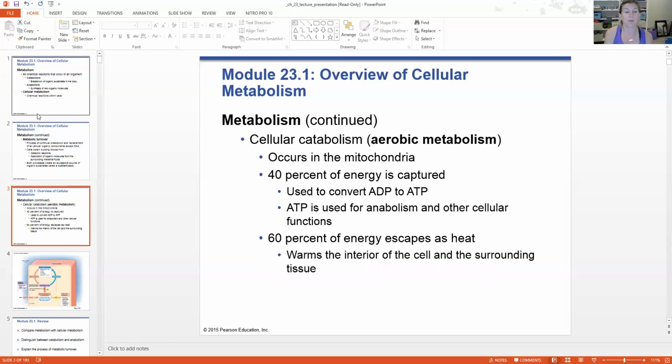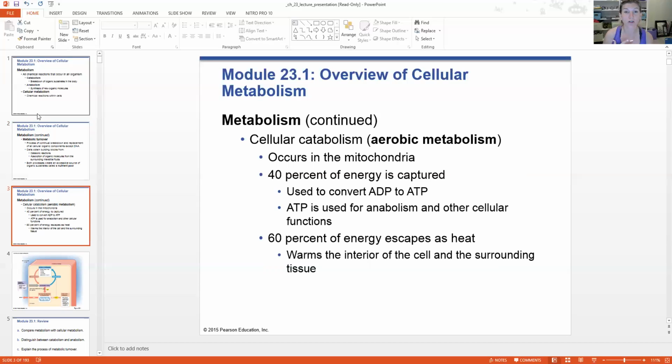So let's talk about catabolism, or aerobic metabolism. This is occurring specifically in the mitochondria of our cells. The majority of the energy that is produced from catabolic reactions, so from physically breaking down the glucose or breaking down the lipids, the majority of that energy is lost as heat in our bodies.